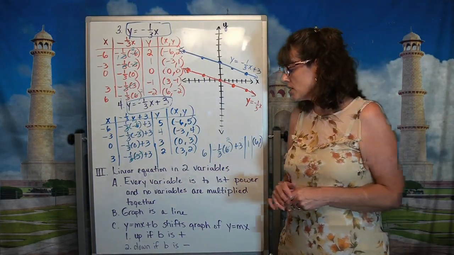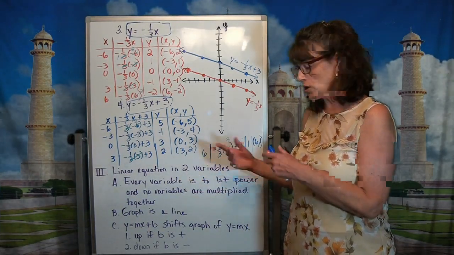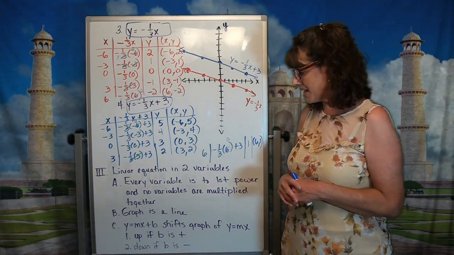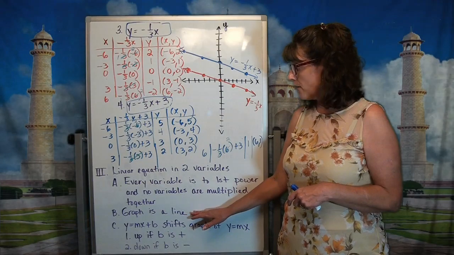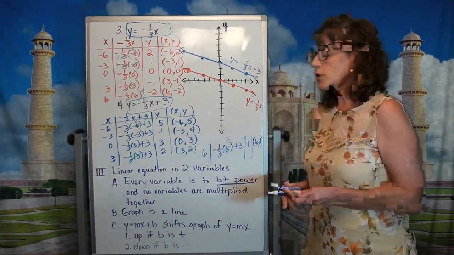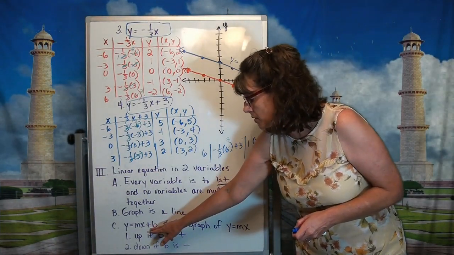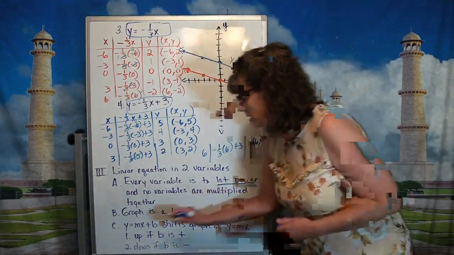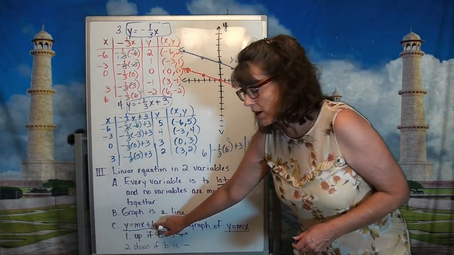So what we're noticing is when we have linear equations in 2 variables, every variable is to the first power. No variables are multiplied together. Didn't see that in any of this. The graph is going to be a straight line. The graph on each of these, when it's to the first power, is going to be a straight line. And notice that this equation, y equals mx plus b right there, is very similar to this one. Notice the difference between this and this is only this right here.